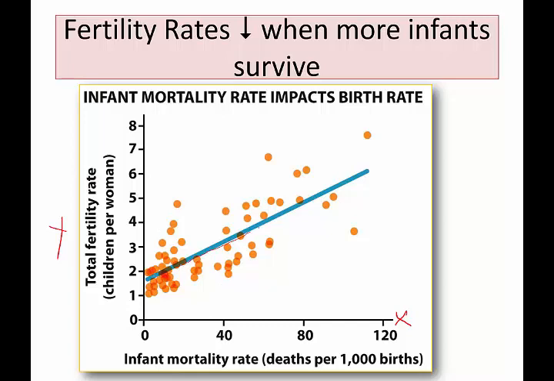The longer that children survive, the fewer, or I should say, if the infant mortality rate is high, a lot of infants die, women are going to have more children. But if the infant mortality rate is low, not a lot of infants die, women are going to have fewer children. This is about 1.5 children per female. And again, the reason for this is that in countries where infants don't survive, women tend to have more children.